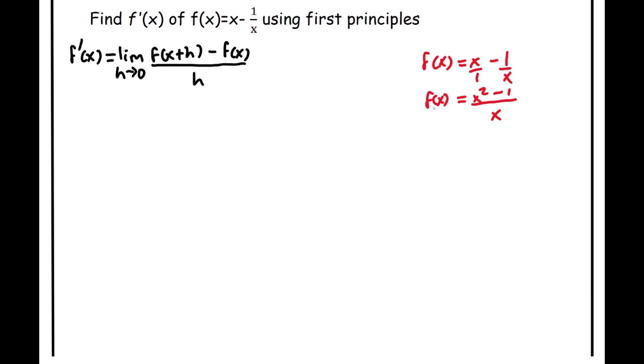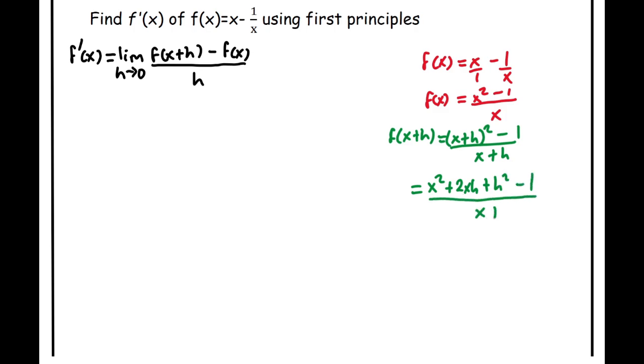Now our f of x plus h, we put x plus h wherever we have x in the equation. So this becomes x plus h squared minus 1 over x plus h. If we expand x plus h squared, it becomes x squared plus 2xh plus h squared minus 1 over x plus h.